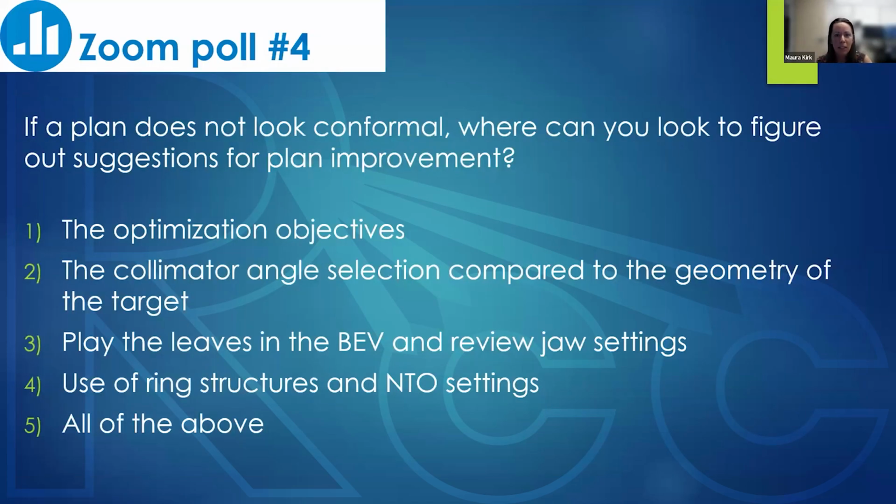If a plan dose does not look conformal, where can you look to figure out suggestions for plan improvement? So you have a plan dose that's not that conformal. You want to give a suggestion to the planner. Where can you look to see if it's optimized in the best way for the current case?